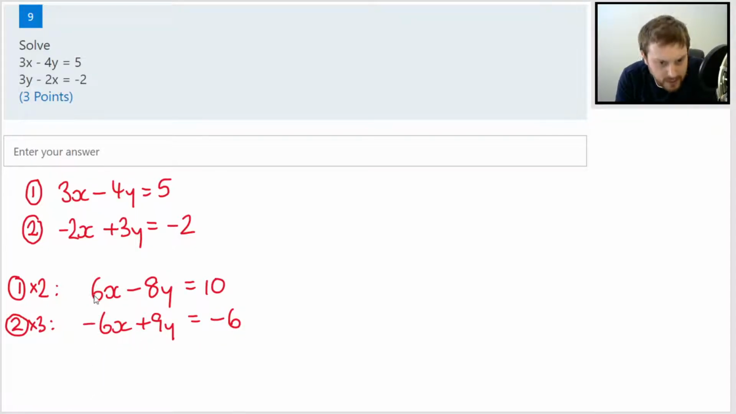And the reason I've done this is now I've got a 6x and a minus 6x, I can add these two things together. So when I add them up, minus 8y, add 9y, I was down at minus 8, but now I go all the way back up to 1y, and 10 take away 6 is 4. So this actually straight away gives me that y must be 4.